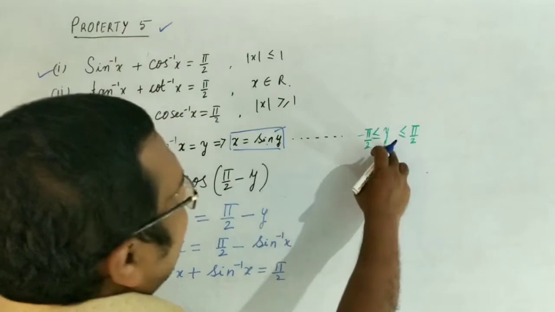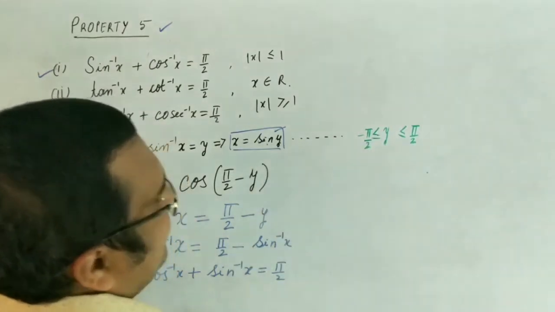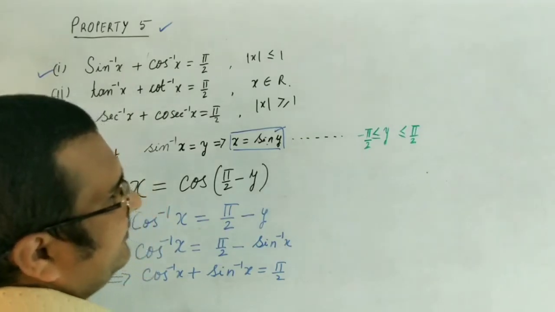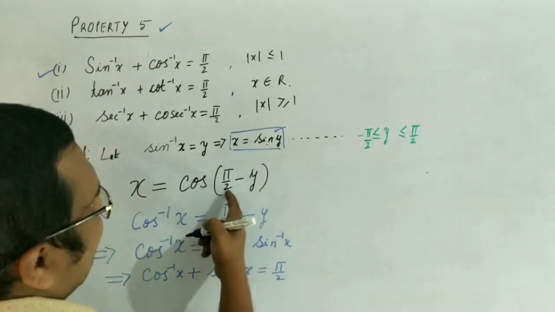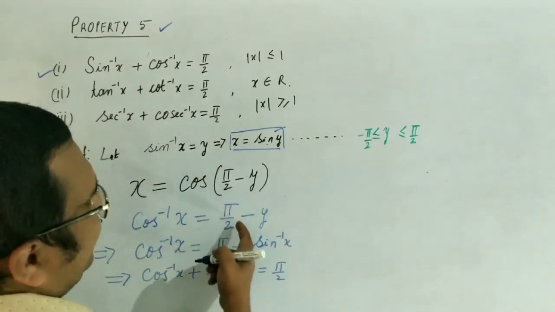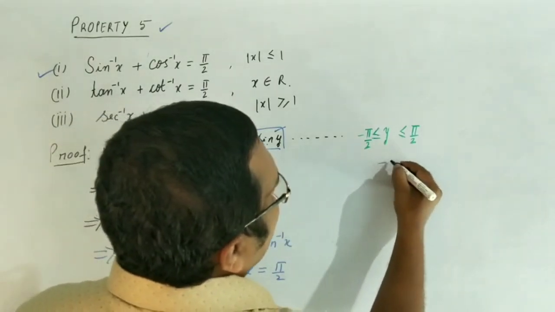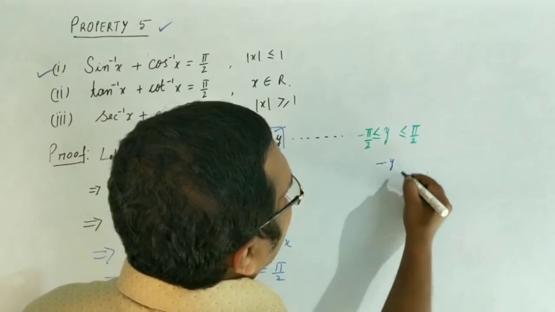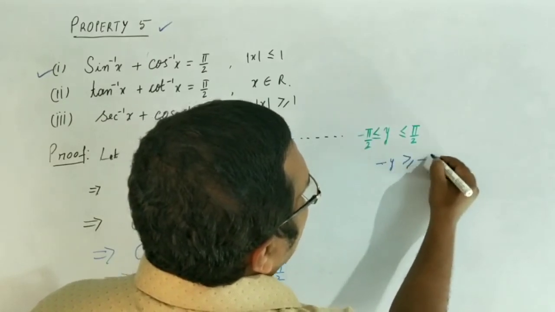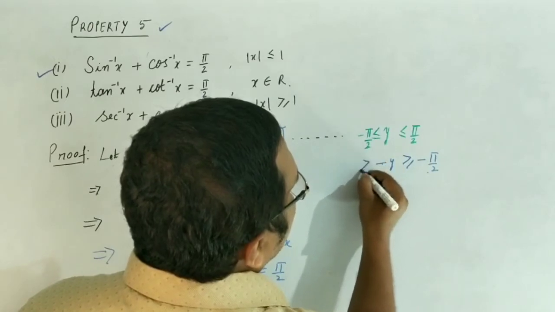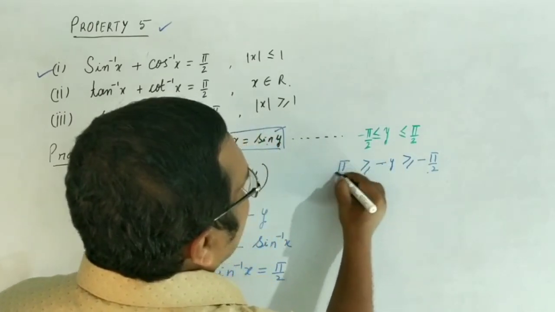Now here we know y lies between minus pi by 2 and pi by 2 inclusive. Now to prove this also lies between 0 and pi, if I write here minus y, it becomes between minus pi by 2 and pi by 2.